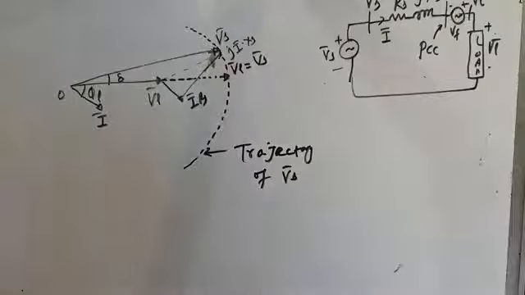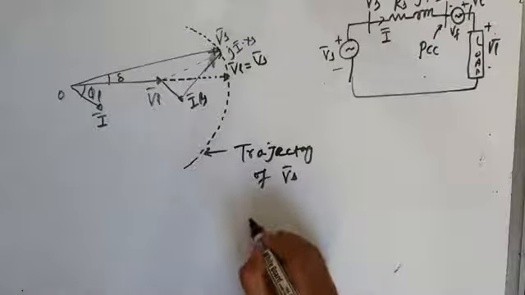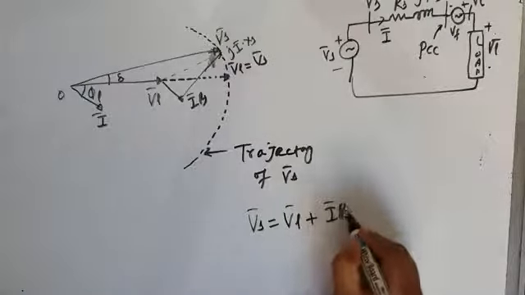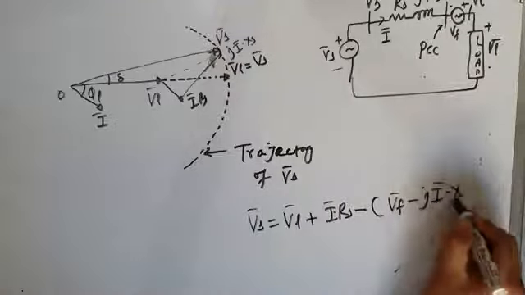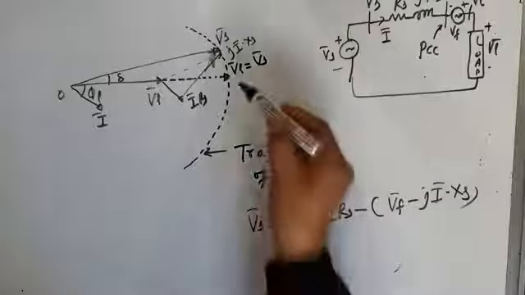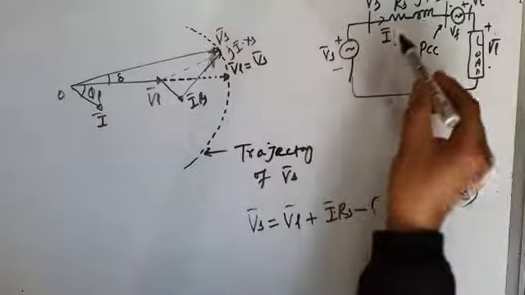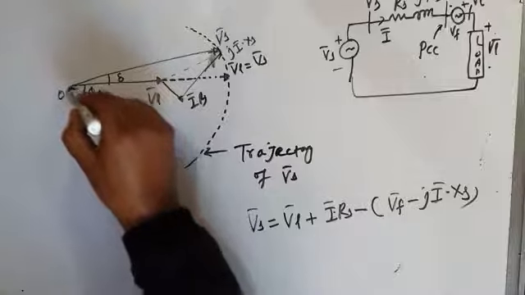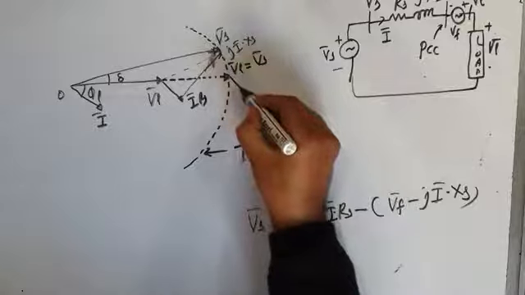But in order for load voltage to become equal to source voltage, what is the equation? Let me write that equation again. Vs is equal to VL plus I into RS minus VF minus jI into XS. It has to satisfy this equation. Now if this is your load voltage, same as source voltage, then because of the flow of current there will be a resistive voltage drop. The resistive voltage drop will be in phase with the current. What is the resistive voltage drop? I into RS. This is your I. So this is the resistive voltage drop.